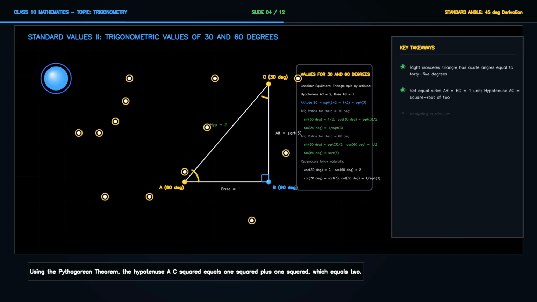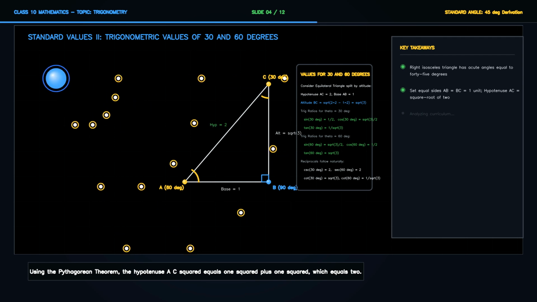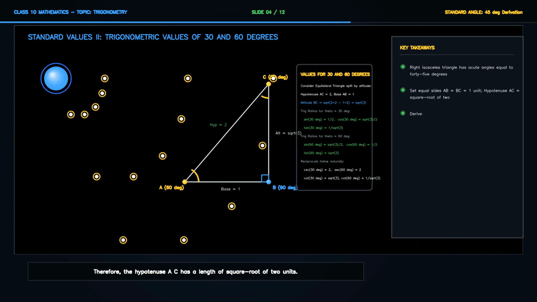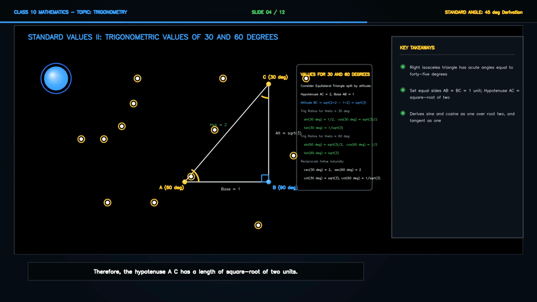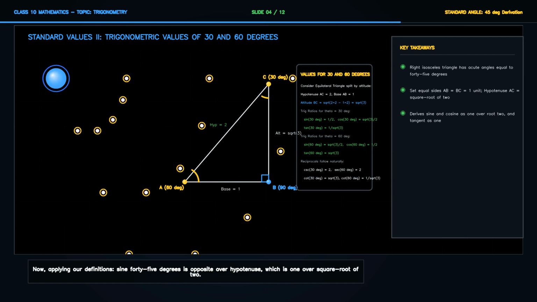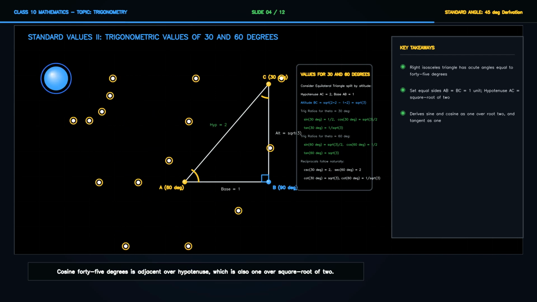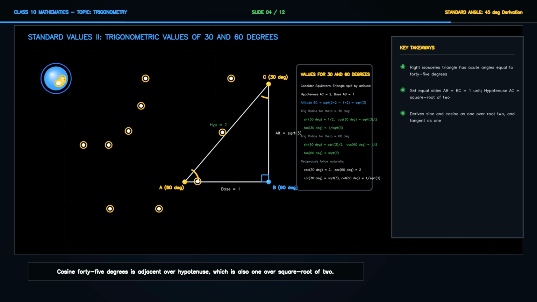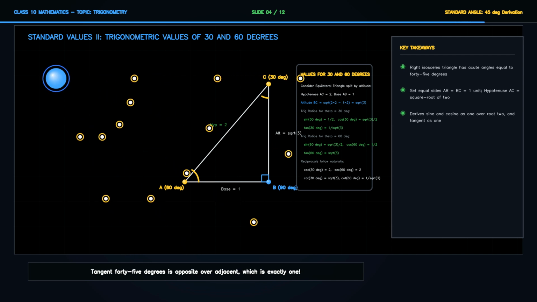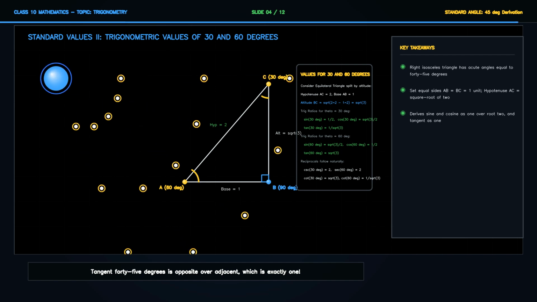Using the Pythagorean theorem, the hypotenuse AC squared equals 1 squared plus 1 squared, which equals 2. Therefore, the hypotenuse AC has a length of square root of 2 units. Now, applying our definitions, sine 45 degrees is opposite over hypotenuse, which is 1 over square root of 2. Cosine 45 degrees is adjacent over hypotenuse, which is also 1 over square root of 2. Tangent 45 degrees is opposite over adjacent, which is exactly 1.